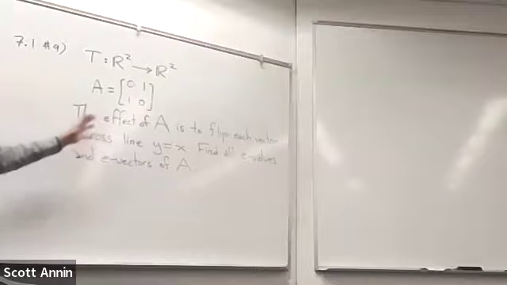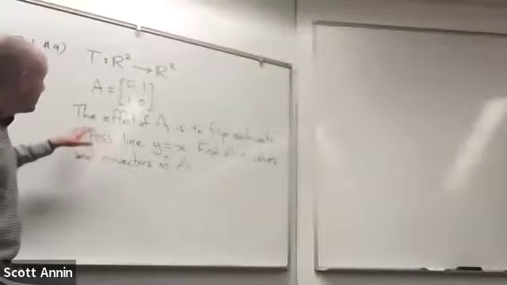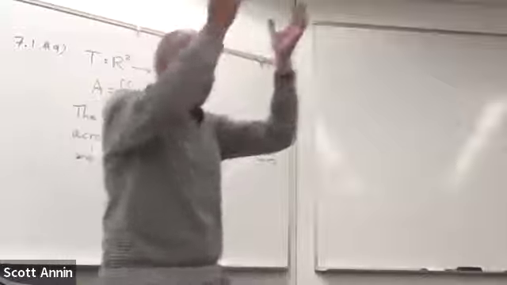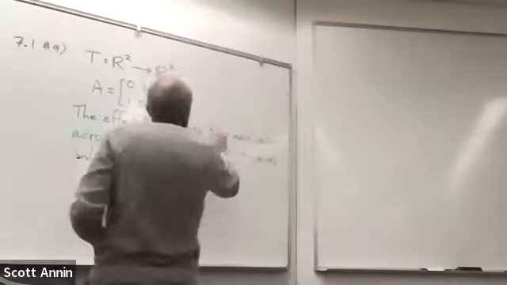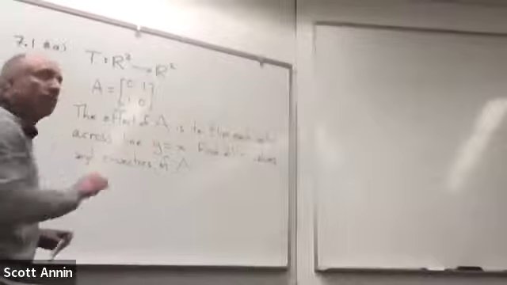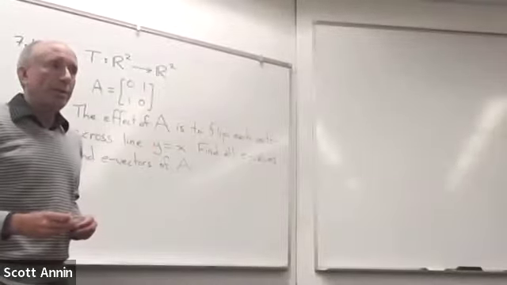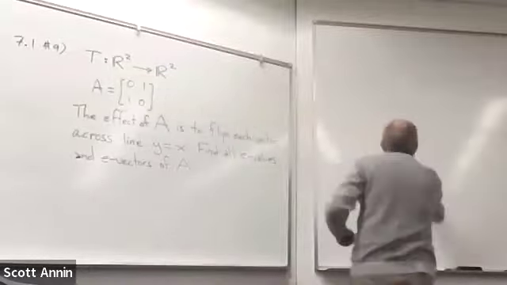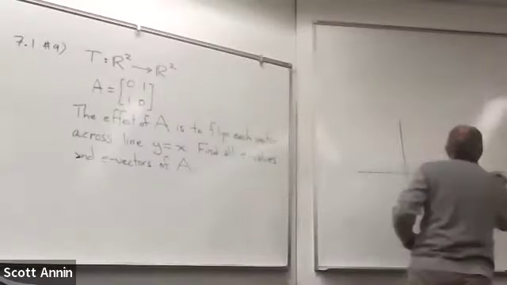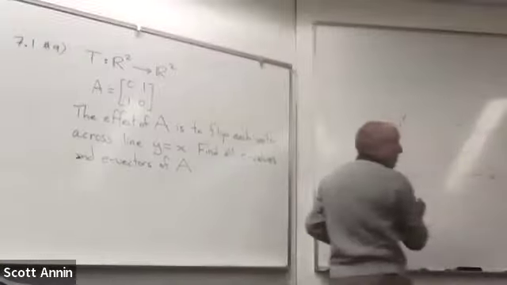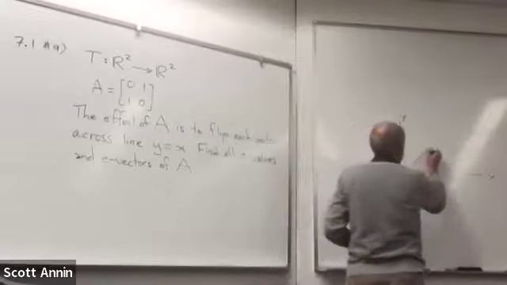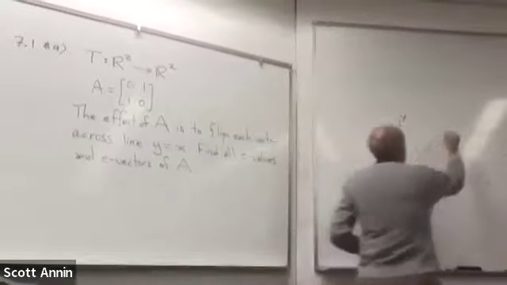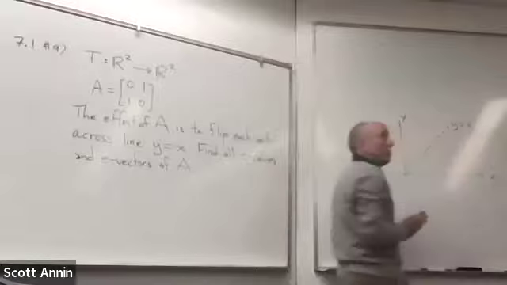What it says here, I'm going to read these words, but then I'm going to show it to you mathematically. It says the effect of A as a matrix transformation is to flip every vector across the line y equals x. Let me see if I can convince you of that. I'm going to draw the xy plane. And I'm just going to draw the line y equals x, which would be roughly going at a 45-degree angle, like so.